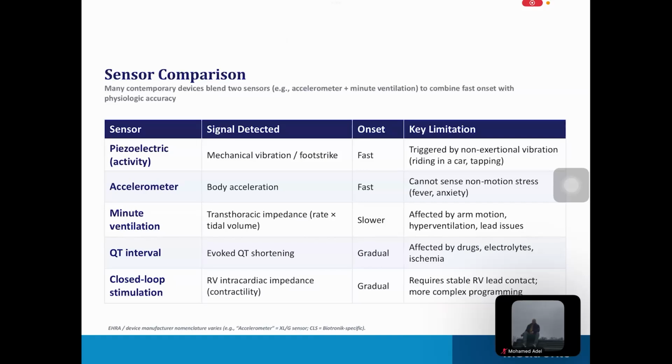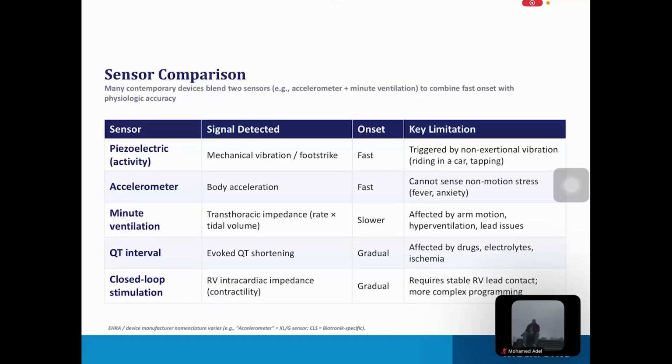Accelerometer, body acceleration. It is a sensor that senses the body acceleration itself. And there is minute ventilation, transthoracic impedance. It will measure the transthoracic impedance. The fourth one is QT interval. It will measure the QT. And the last one is closed loop stimulation. This sensor is very useful in the rate drop response feature in the pacemaker, not rate modulation.